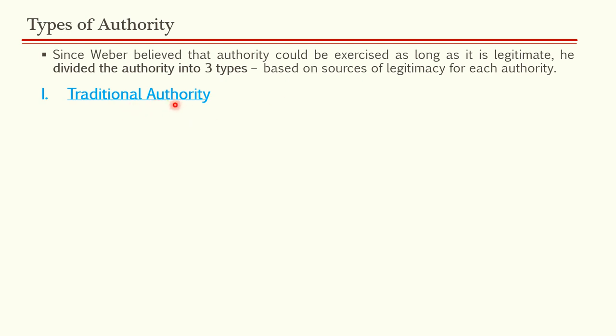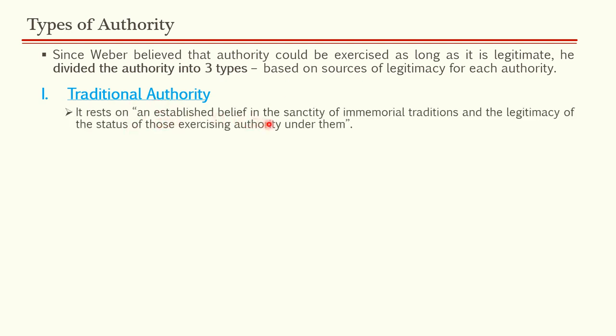First kind is traditional authority. It rests on an established belief in the sanctity of immemorial traditions and the legitimacy of the status of those exercising authority under them.